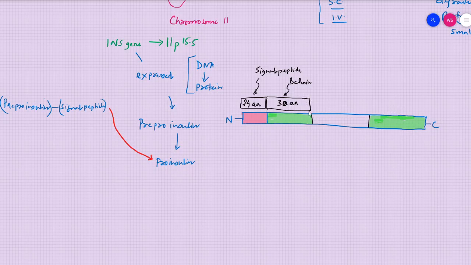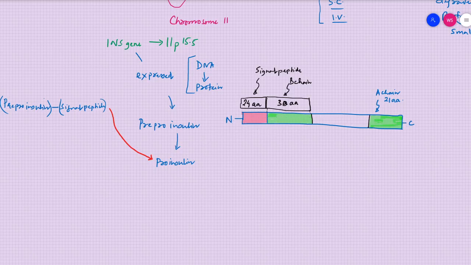Again, the B chain should be longer and the A chain should be shorter, so let's modify this. Hopefully we have made it shorter, and that's the carboxyl end, and this we call the A chain. Again, how many amino acids? 21 amino acids.